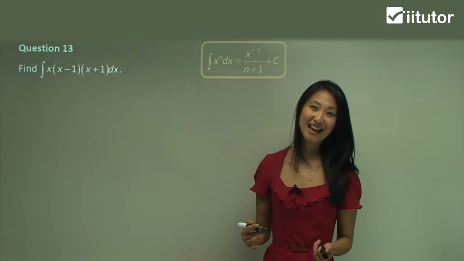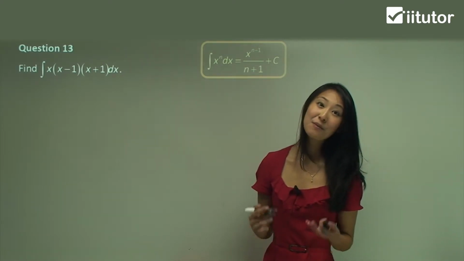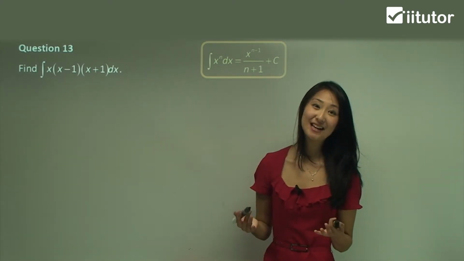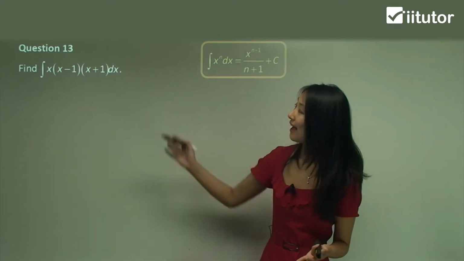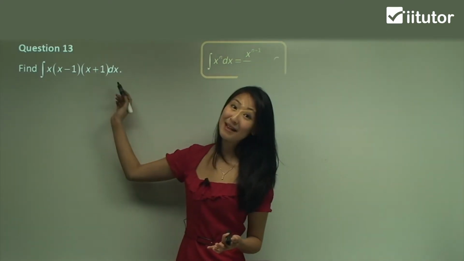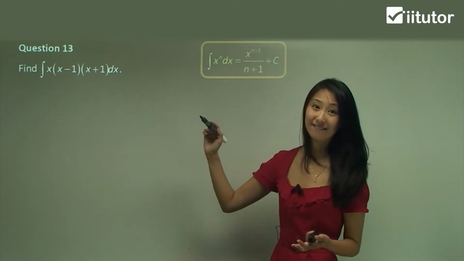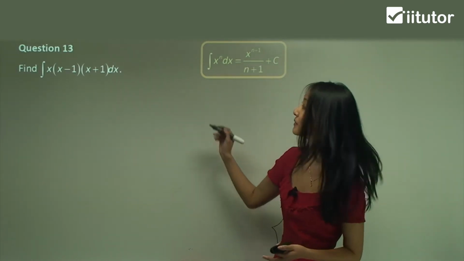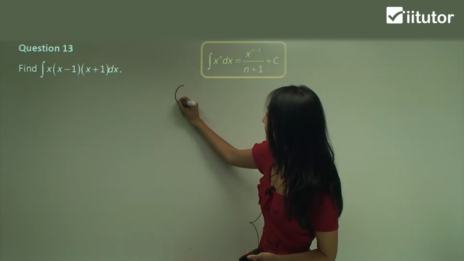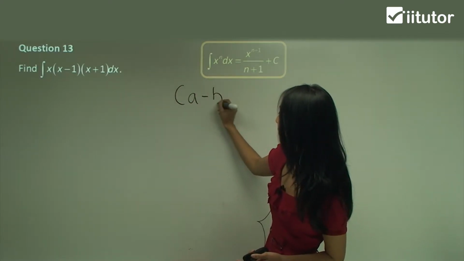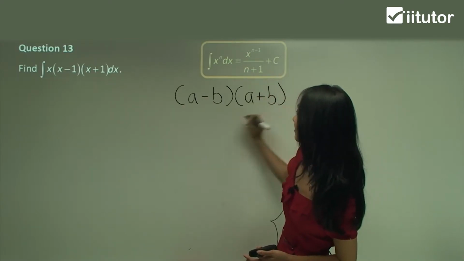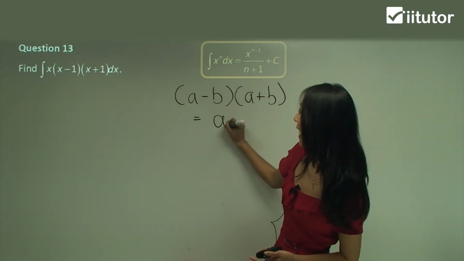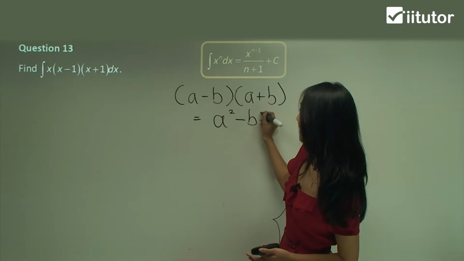So in question 13, this is quite similar to question 12, where we have brackets. So like I said before, with brackets and integration, you just have to expand. And can you see something here that makes our life quite easy when we're expanding? Exactly, it's a difference of 2 squares. So remember, when we are expanding a minus b, a plus b, it just becomes a squared minus b squared.